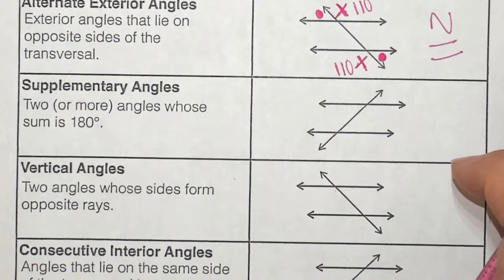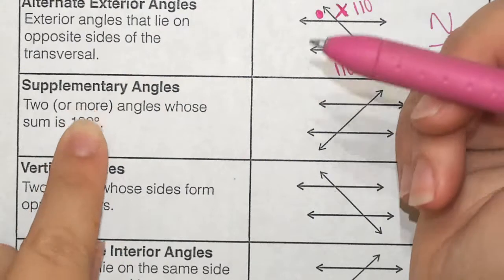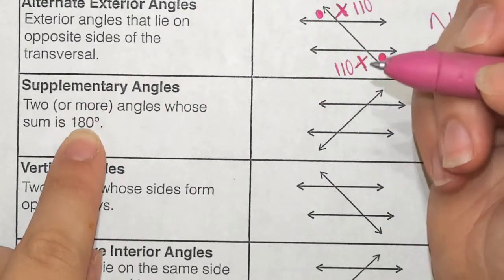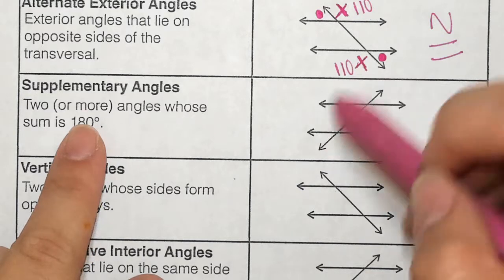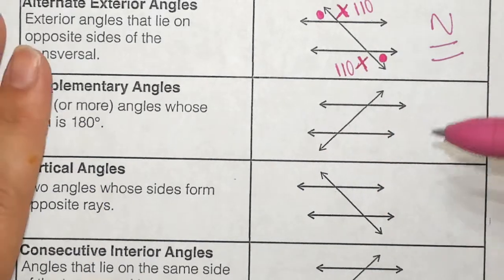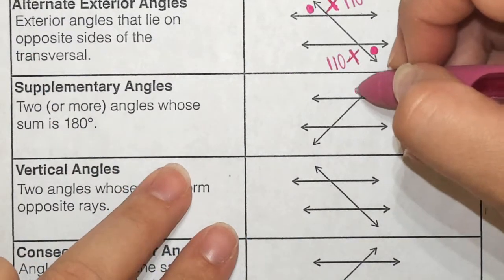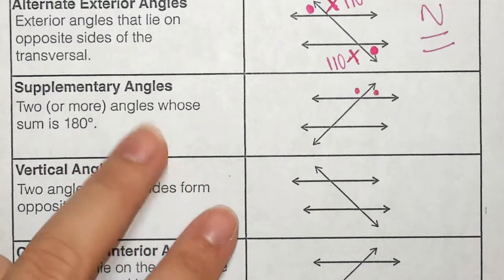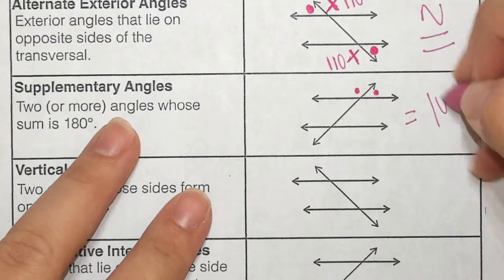All right, three more. Supplementary. This word is not new. Supplementary always equals how many degrees? 180. So there's a lot of different angles on here that equal 180, but it takes two. Basically what you're looking for is two angles that make a straight line. Well, don't these two angles make a straight line? So together, they have to equal how many degrees? 180.